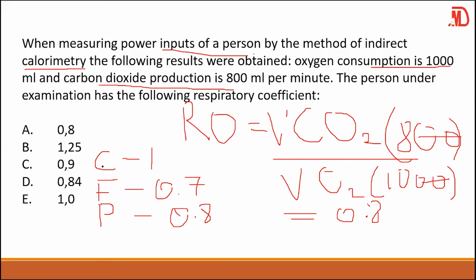I repeat, carbohydrate will always give you a respiratory coefficient of 1. Fat will give you 0.7. And proteins will give you 0.8. So over here, the person is using proteins. So the answer here is A. All right.